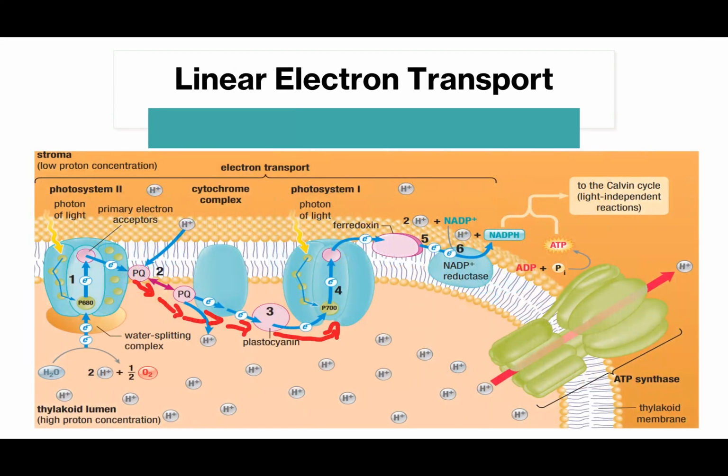The next part of the light reactions is known as linear electron transport. Plastoquinone shuttles electrons from photosystem 2 to the cytochrome complex, which uses its electrons to create a proton gradient. After the cytochrome complex, electrons are then shuttled to the mobile carrier plastocyanin, which shuttles electrons from the cytochrome complex to its next complex, photosystem 1.